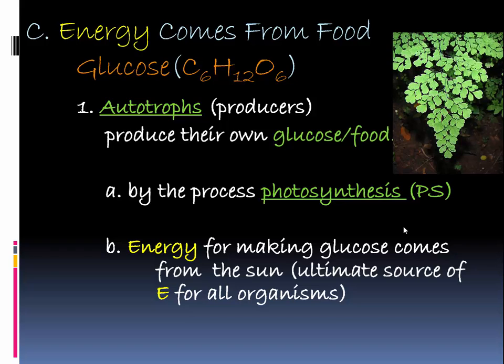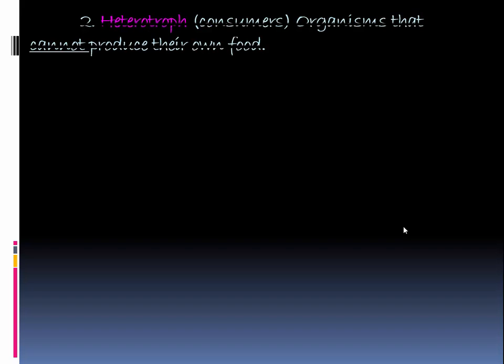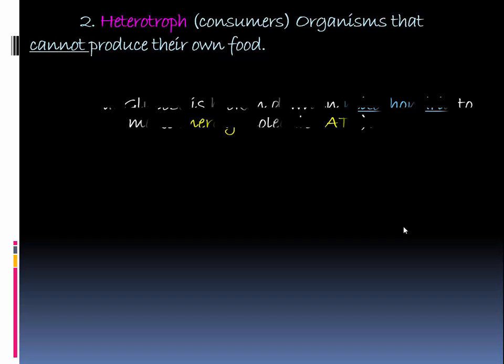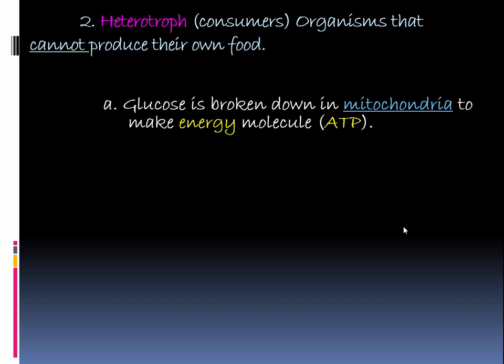But what we're going to be going into is photosynthesis, and that's what we're going to talk more about. So that's why I'm saying that the energy comes from the sun. Now, remember that we are consumers. We are heterotrophs. These are organisms that cannot produce their own food. What we have to do is ingest that glucose, and that glucose is then broken down in the mitochondria. You probably know the mitochondria as the powerhouse of the cell.